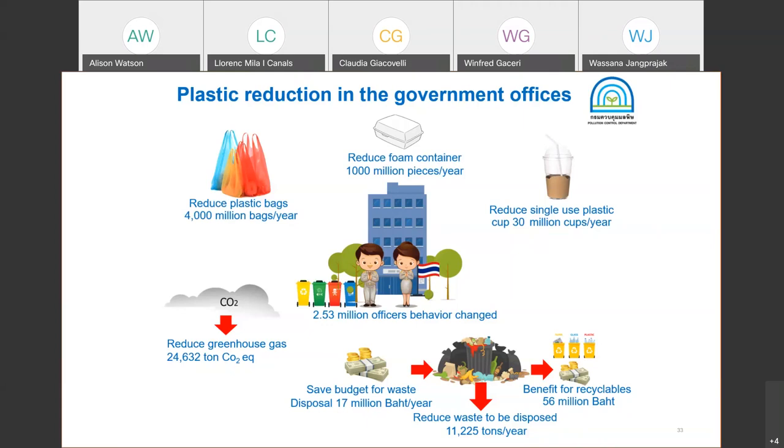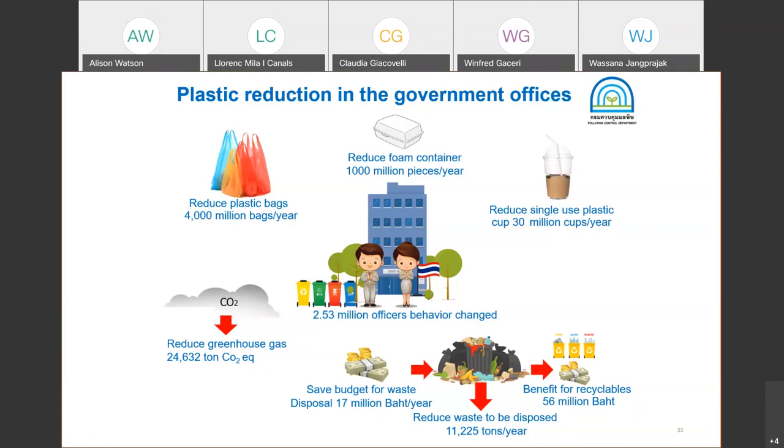This kind of thing, we try to make it a KPI for the head of the government to reduce the plastic waste. We should be the example of best practice for the people and for the private sector in our country. Next slide, please.